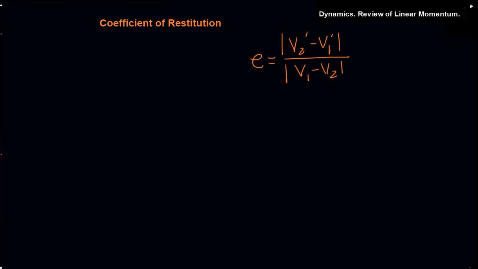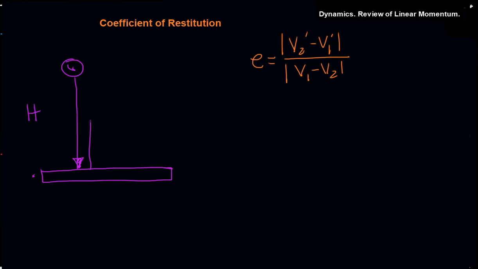Now the coefficient of restitution itself is fairly easy to measure. If we take a ball and hold it above a steel plate, a height H, and drop it, it'll undergo a collision with the steel plate and then rebound back up a distance of little h. So the velocity at impact here, v1, will be the square root of 2gH, and v1 prime here will be the square root of 2g little h. That's the velocity it would need to carry it up to that height.